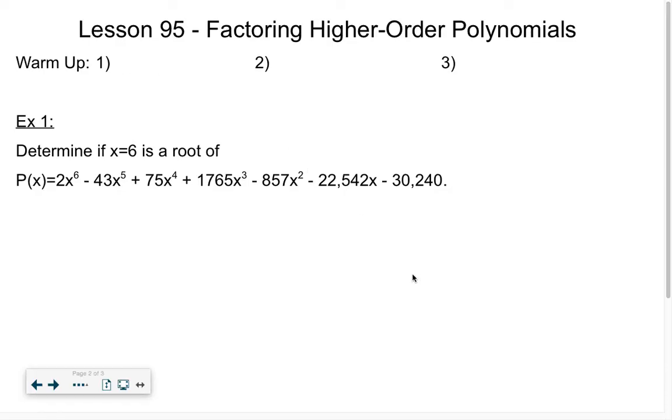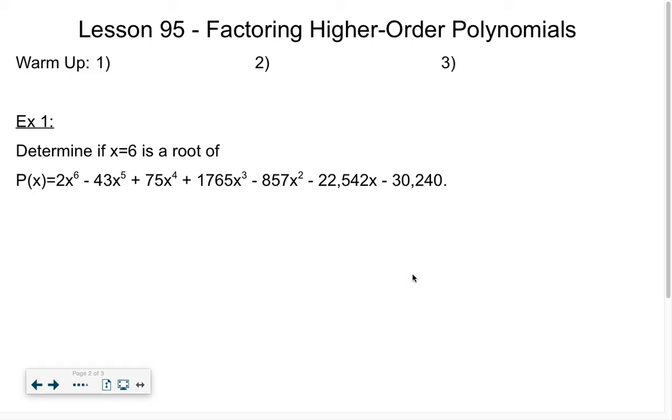Lesson 95, we're taking a look at factoring higher ordered polynomials. So no longer just a linear, quadratic, or even a cubic, so to speak, but instead we're looking at polynomials with degrees like 5 or 8 or 10. It can be any number you want to. Not too often they'll go above 10 for you, at least in Algebra 2, but here we're looking at a polynomial with degree of 6.